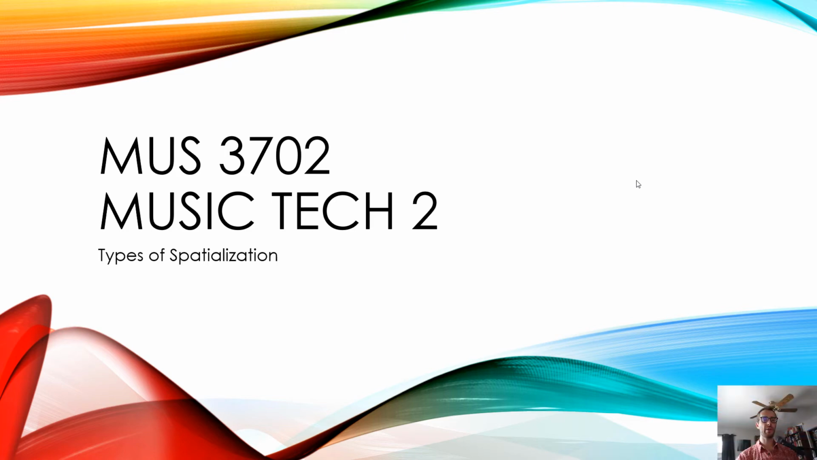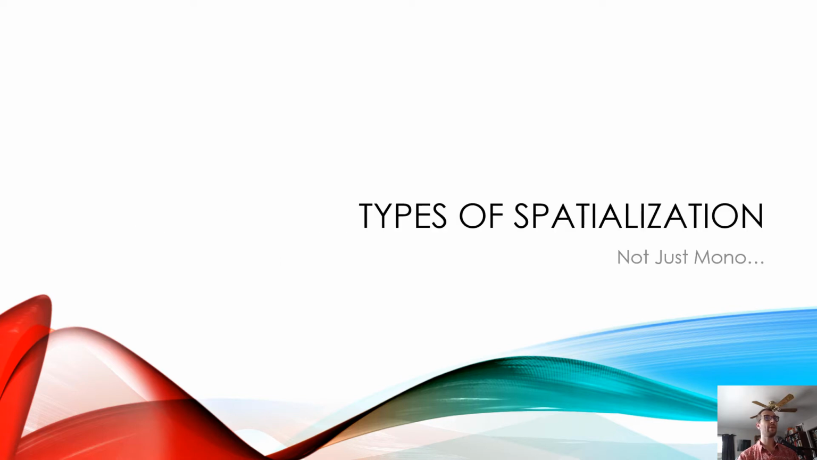This time we're going to go a little bit more in depth into types of spatialization. You'll notice we're not talking about types of silence. Well, that's because there's really only one. But there are many, many, many types of spatialization beyond just mono.